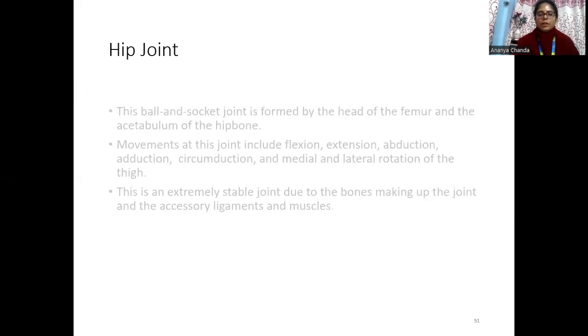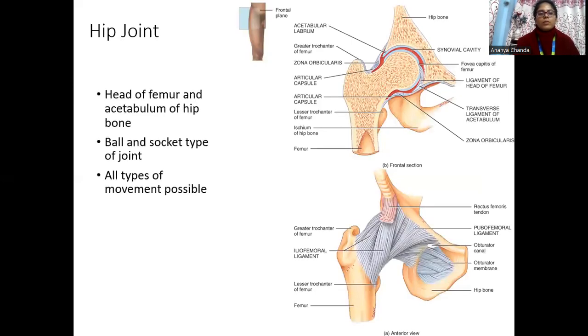Then comes the hip joint. The hip joint is a ball and socket type of joint, and here every type of movement is possible. In this hip joint, what happens? The head of the femur attaches with the hip bone, that is, the pelvic girdle.